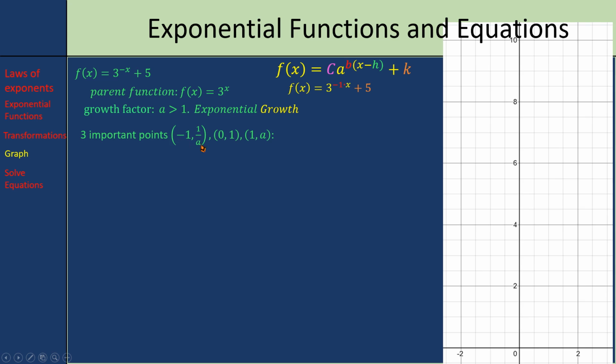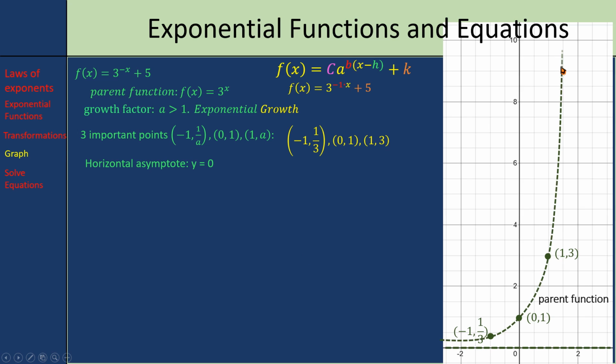And my points, again, I'm writing out the formulas. You guys should know this formula. -1, 1 over a. So it's -1, 1 over 3. 0, 1 is always there. And 1, comma 3. A is 3 in this case. Okay. So my points, I'm plotting out here: -1, 1/3, 0, 1, and 1, 3. And then the horizontal asymptote, again, is y is equal to 0. So there is my horizontal asymptote. And I get the shape of my graph. I know it goes up this way. So it curves. Okay, that's my parent function.